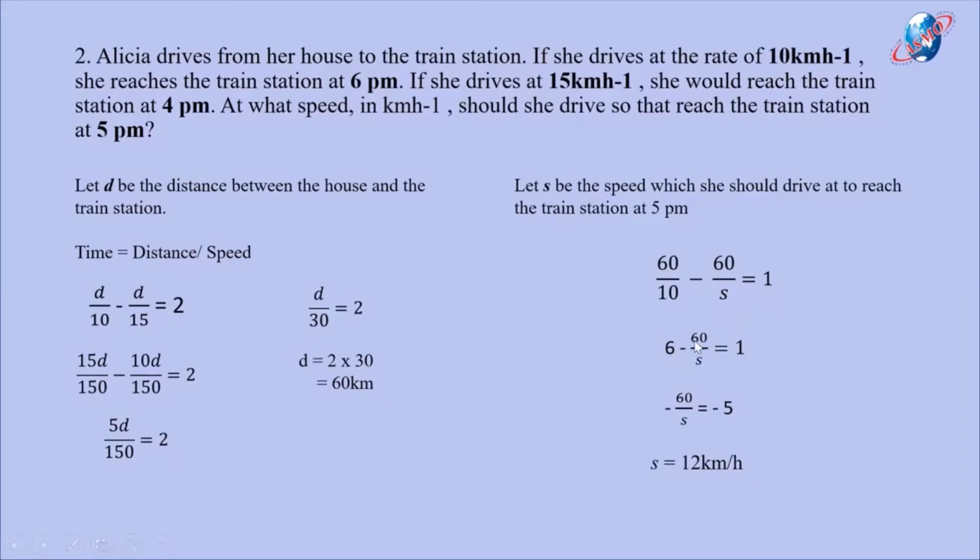So now we solve for the unknown, S. So we simplify this, we get 6, and then we move it over, minus 5. Therefore, we get S equals 12 kilometers per hour.